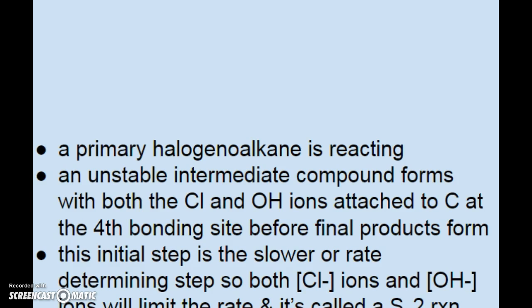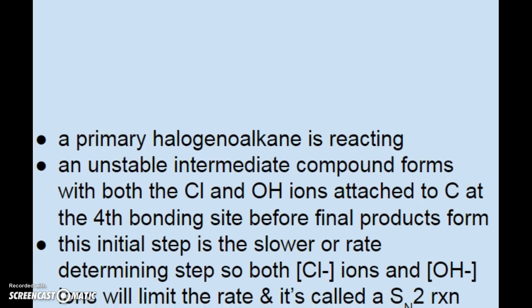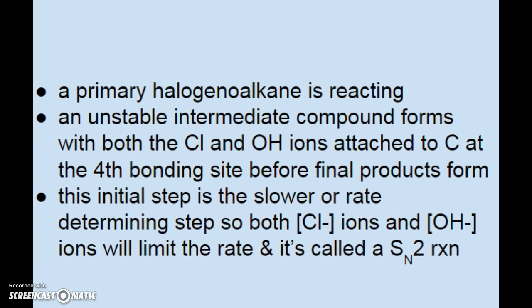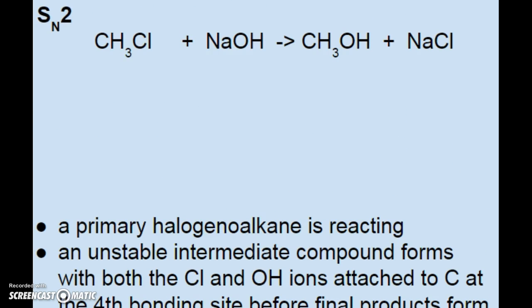So going from the reactant to the unstable transition state is slower than going from that unstable state to the final product. Since this is going to determine how fast the reaction goes, and it involves both chlorine and oxygen, the concentration of either of these ions can limit the rate, and that's why it's called an SN2 reaction. Two things can be involved in limiting the rate.